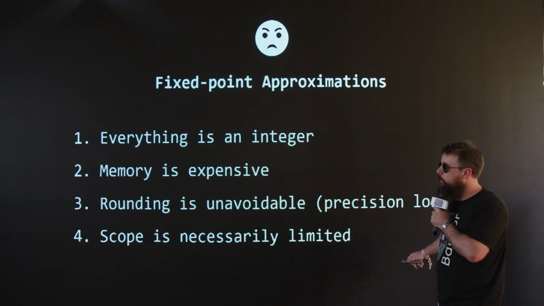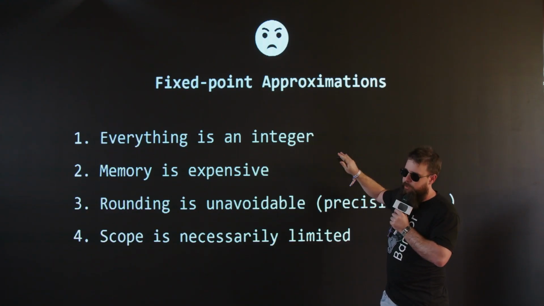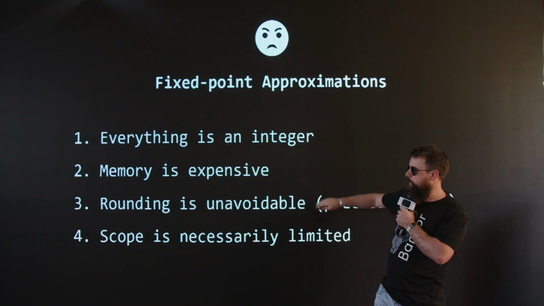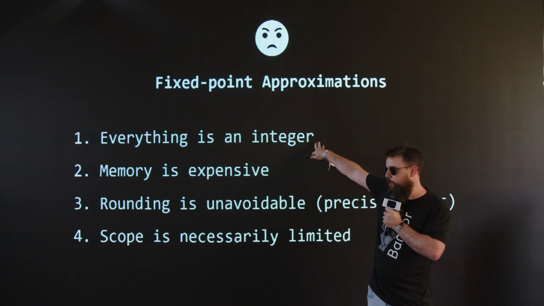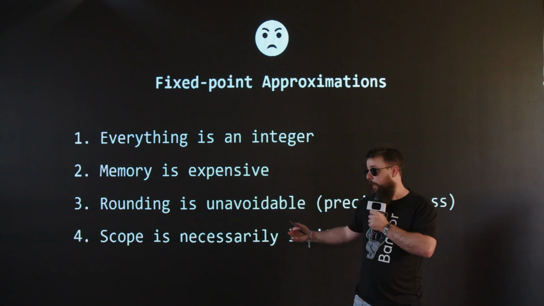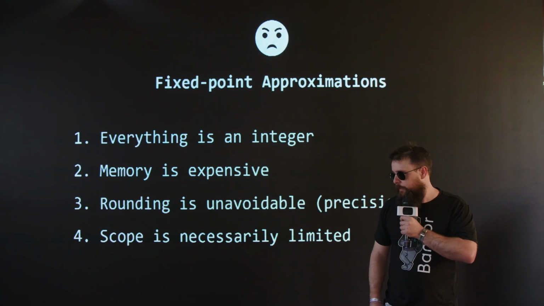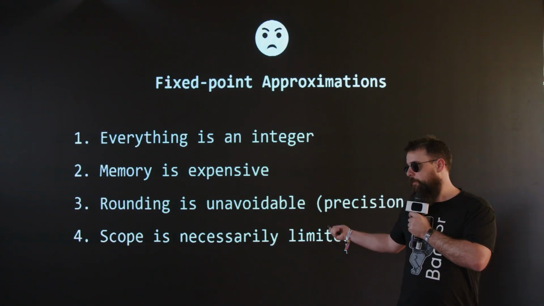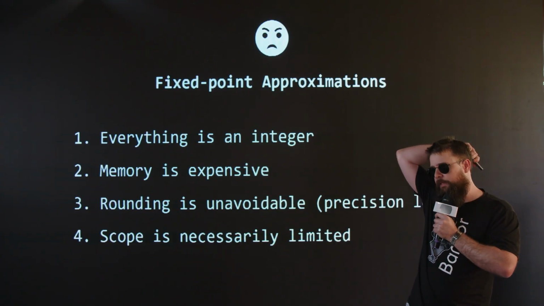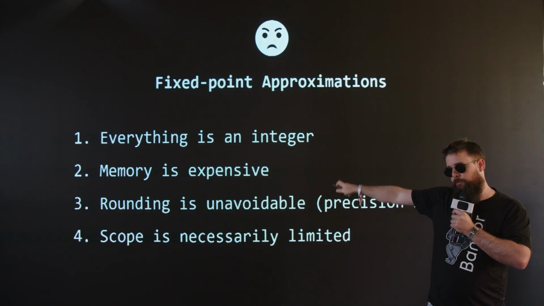So one of the things you have to realize about a computer system, and especially a computer system like a blockchain, is that everything has to be an integer or be representable as an integer. Memory is extremely limited and you have to pay a lot for it. Rounding is unavoidable, and this is where those exploit vectors come into sharp focus, and the scope is necessarily going to be limited by the decisions that you make on how to control these first 3 items.